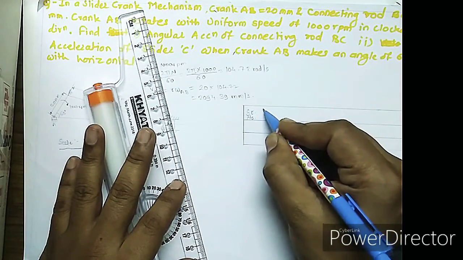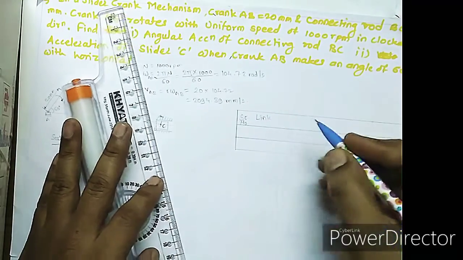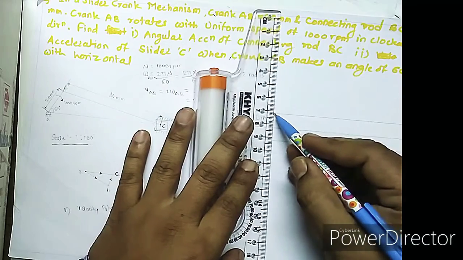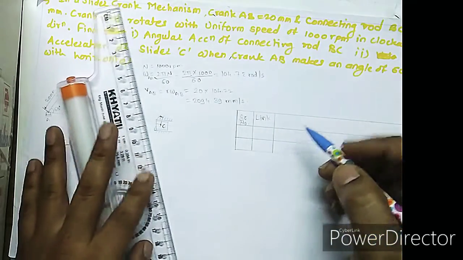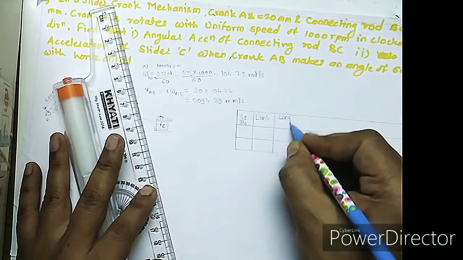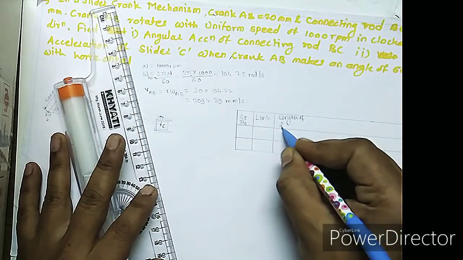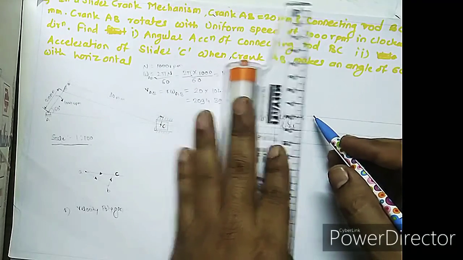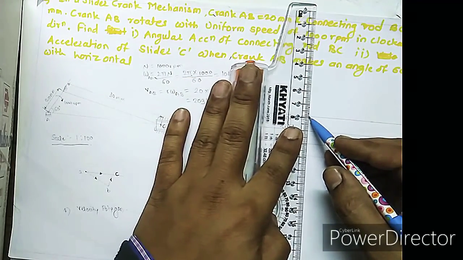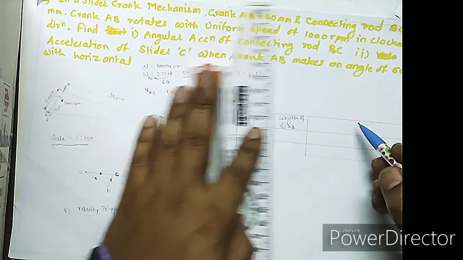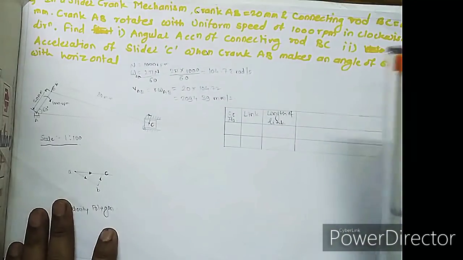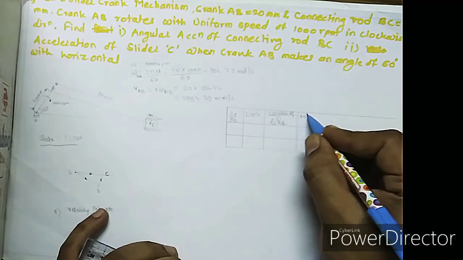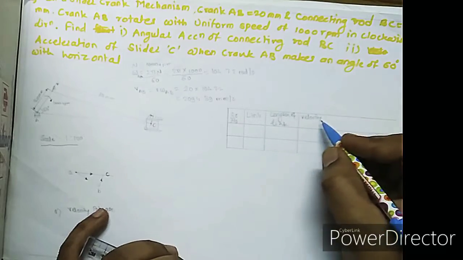Serial number, second link, third column, length of the link, fourth column, velocity, mm, velocity.